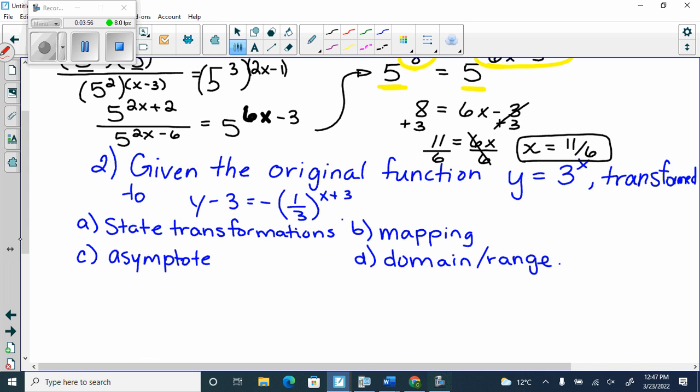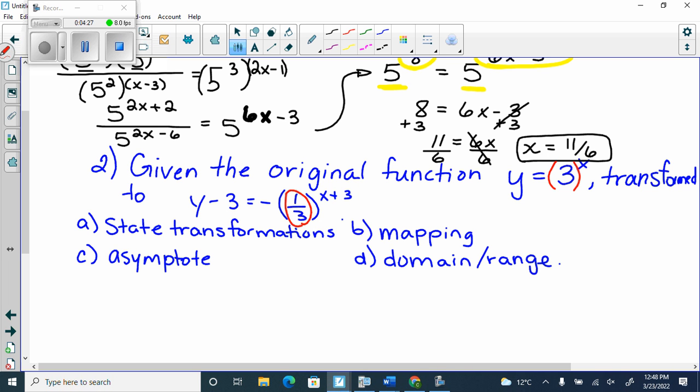So, what's the first thing I have to do here? Get y by itself. Same base. I cannot compare these until they have the same base. So the original is 3 to the x. So I have to get this one to also be 3. How can I make a third be 3? 3 to the negative 1.